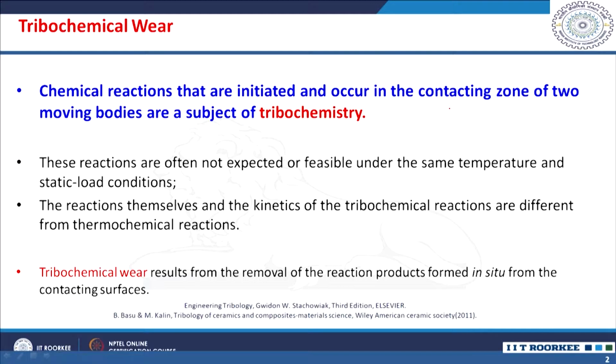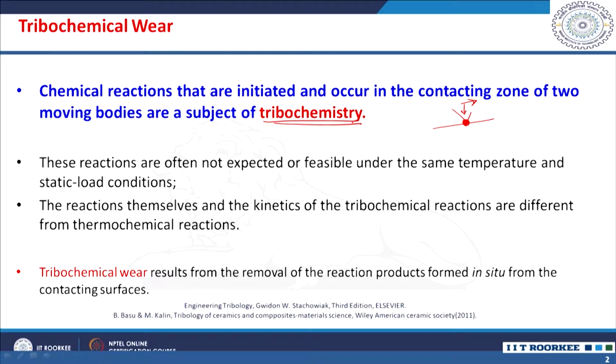So, when you have two bodies moving relatively and they are in contact, there can be a reaction happening at that contact, but they are subjected to these sliding conditions or wear conditions. What happens? There is a synergetic effect of this mechanical wear. At the same time, the chemistry also plays an important role. So, you will have a synergetic effect of this chemistry as well as this mechanical wear. So, you have the tribochemistry playing a role in material removal that we call tribochemical wear.